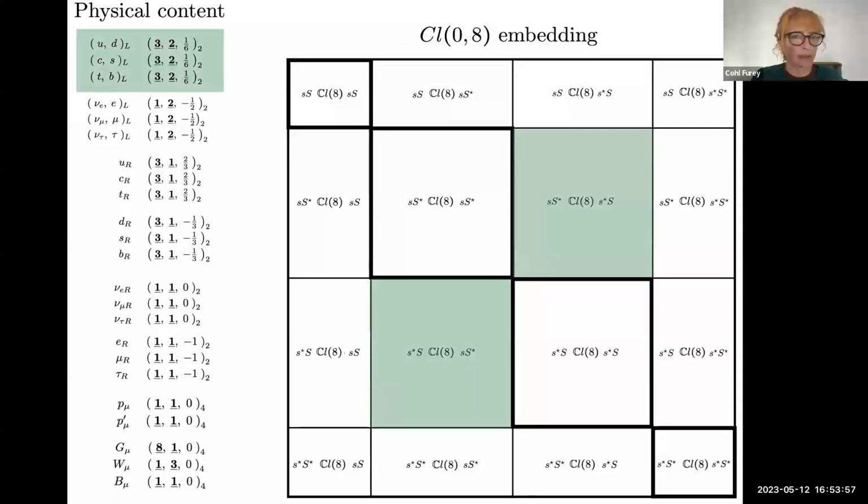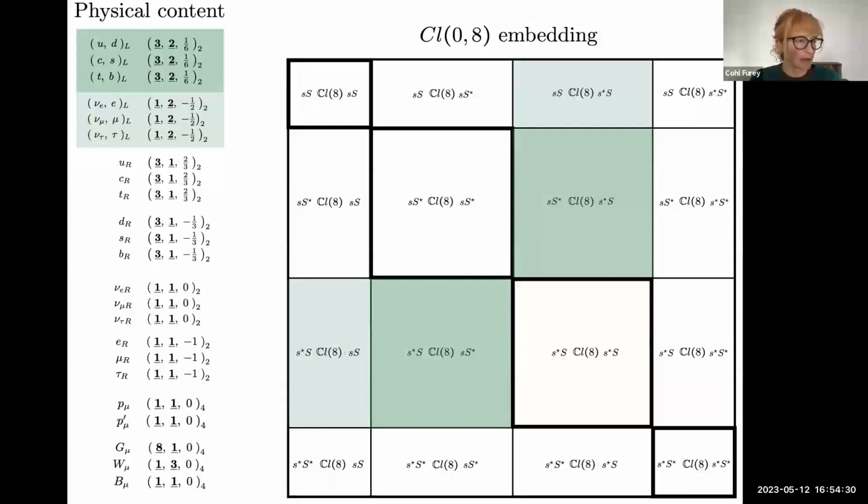Well, first, let's start with three generations of left-handed quarks. As a vector space, it so happens that they fit perfectly into this subspace in green. Now, under this action, we find that these dark green blocks do indeed transform as left-handed quarks. Next, we find that left-handed leptons fit perfectly as vector spaces into this subspace. And furthermore, under our action, these light green blocks do transform as left-handed leptons.